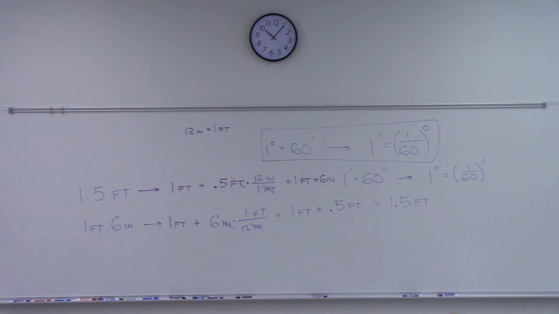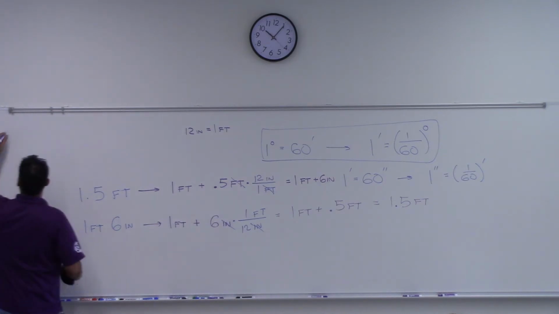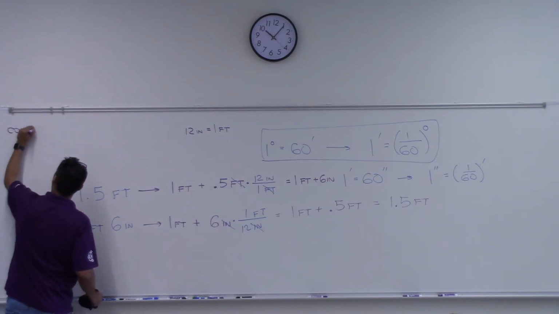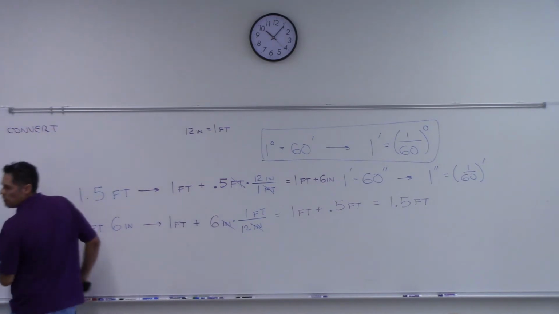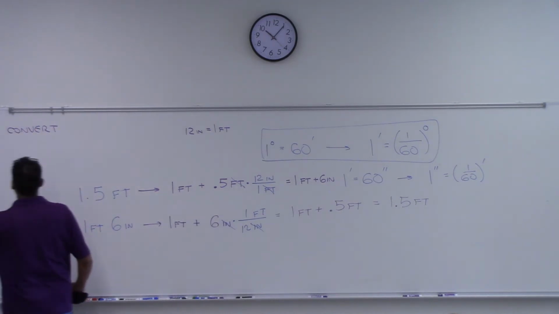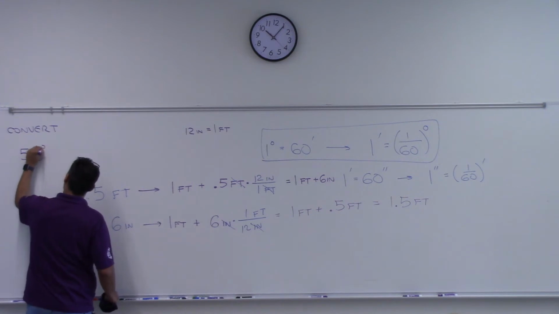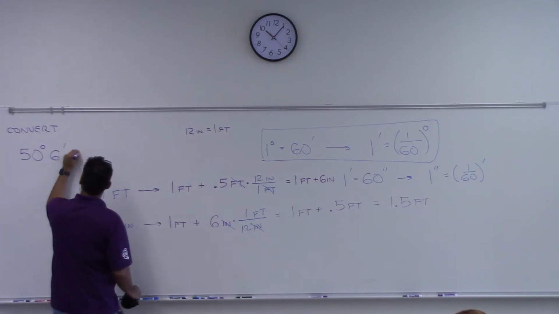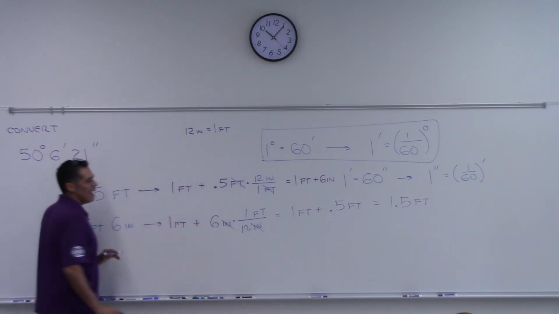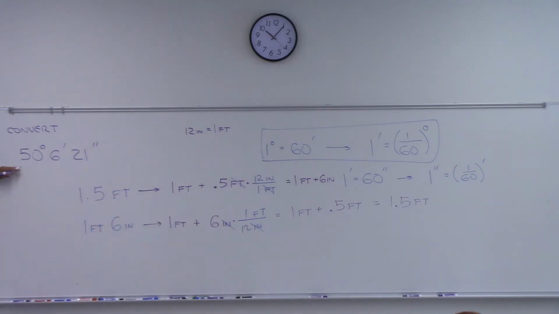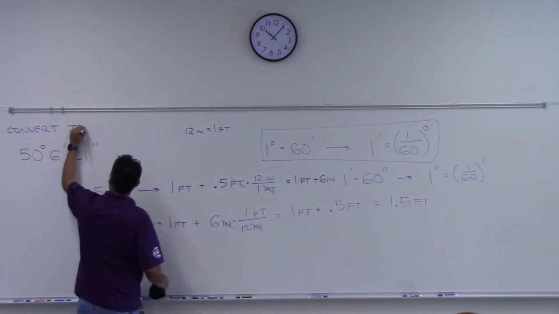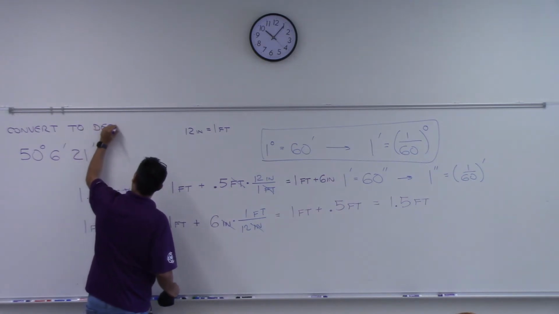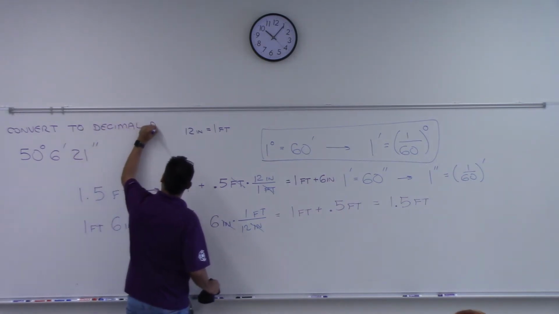So we're about to find out. Let's convert this. Let's go with 50 degrees, 6 minutes, 21 seconds. That is an angle that I've measured, okay? I would like to convert that to a decimal degree.